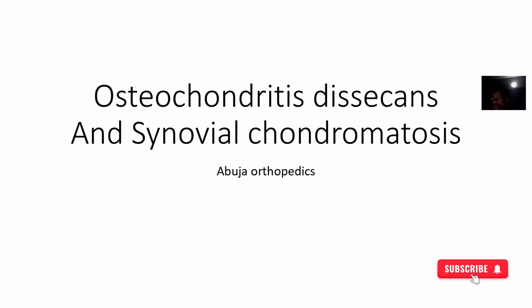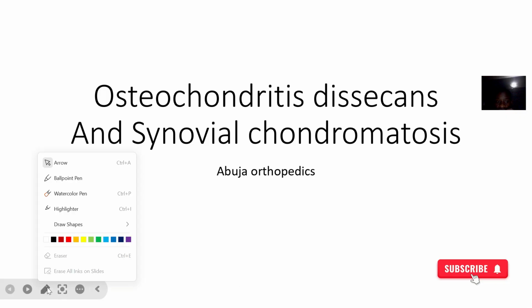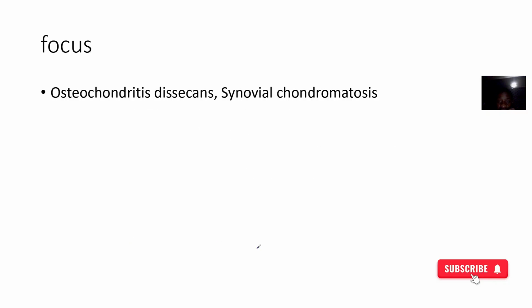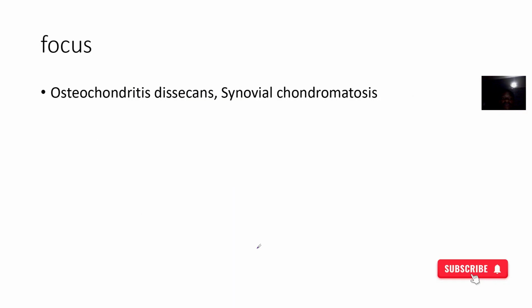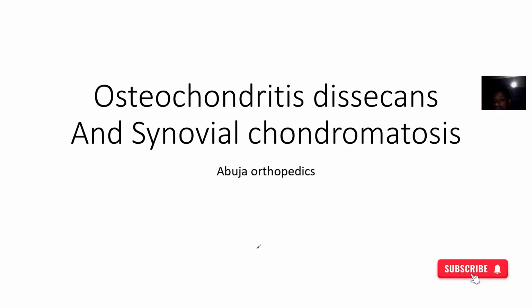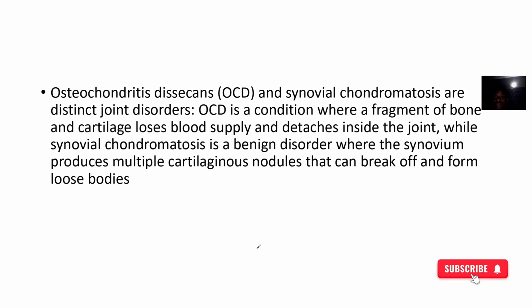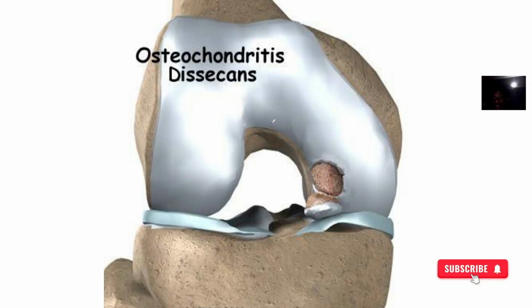Now I want to look at two conditions. I think one affects the bones, while the other one affects the synovium. Okay, so this is what is known as Osteochondritis Dissecans and Synovial Chondromatosis. So let's discuss these two conditions and look at what they mean. Just so you know, both of them are joint disorders, so let's quickly look at them individually.